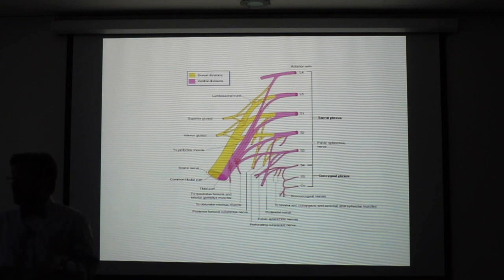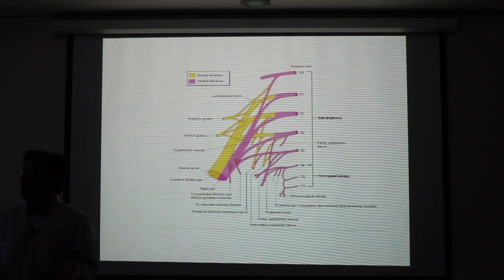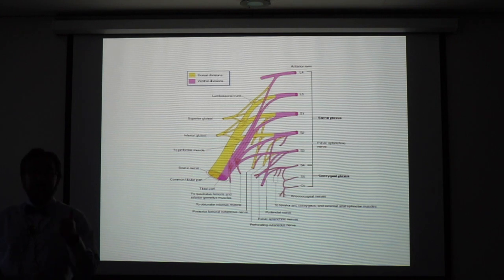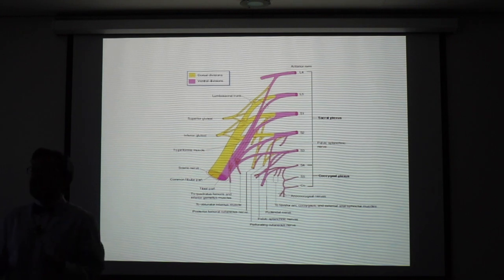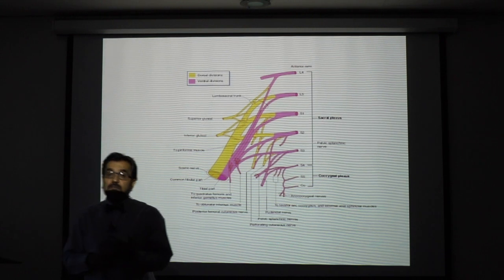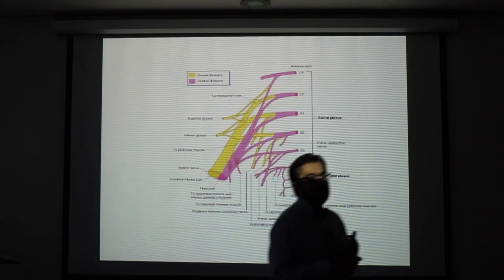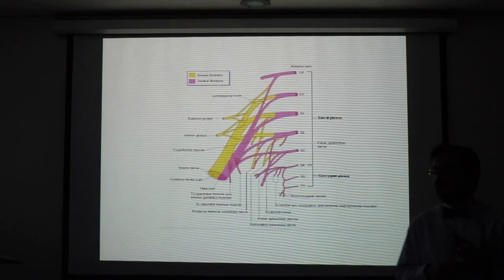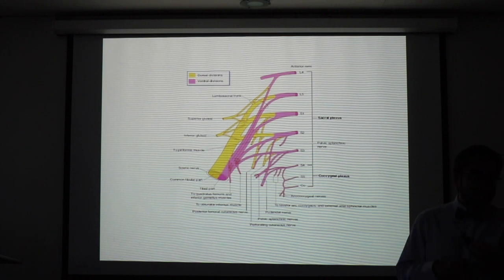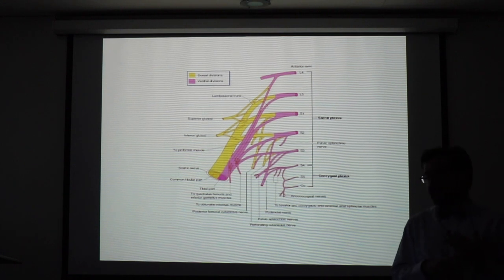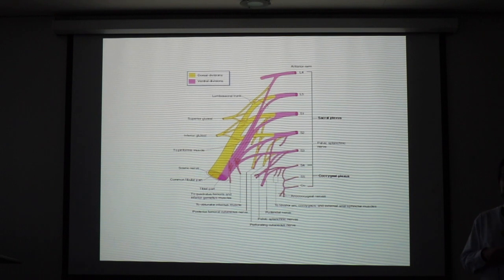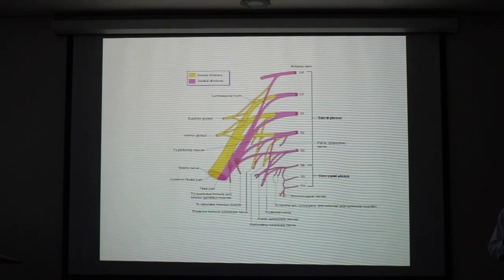It is also going to exit out from the greater sciatic foramen, and it is going to supply the gluteus medius and minimus muscle. So superior gluteal nerve is important because it is supplying the gluteus medius and minimus muscle. It also supplies tensor fascia lata muscle. So gluteus medius, minimus and tensor fascia lata, these are the three muscles supplied by superior gluteal nerve.